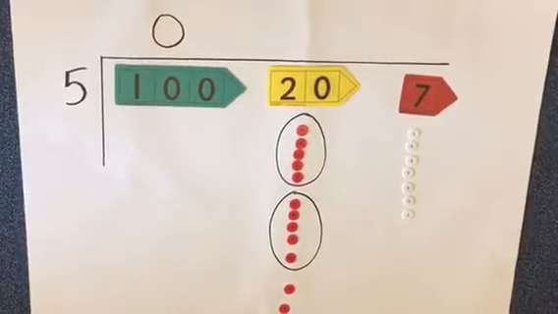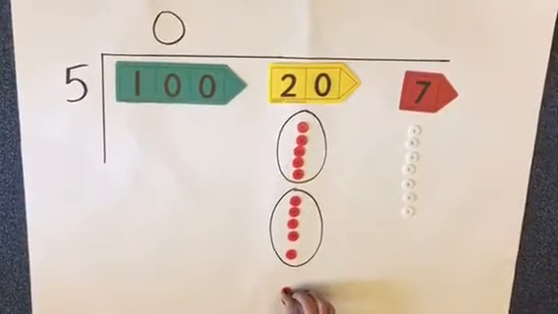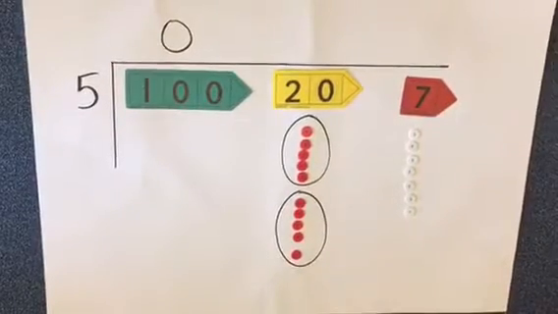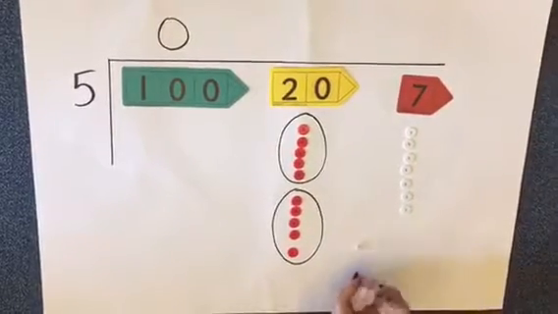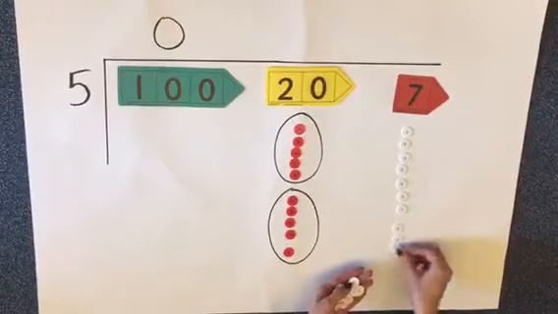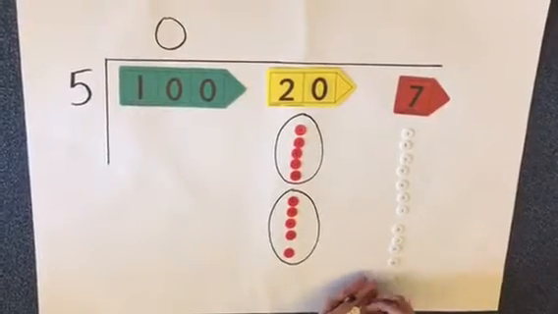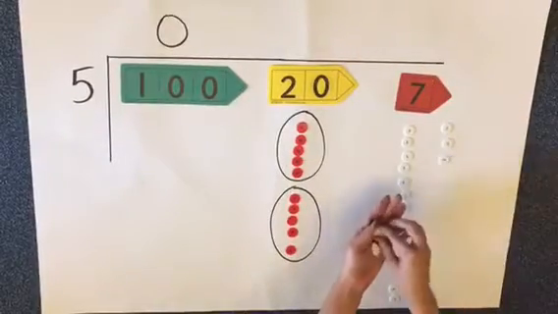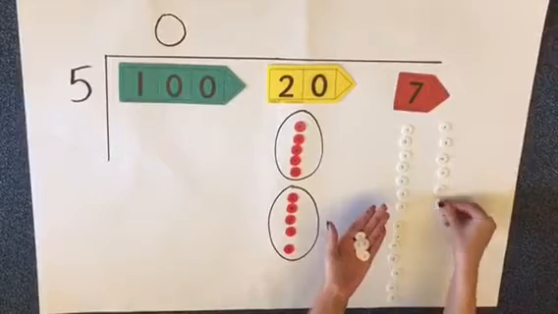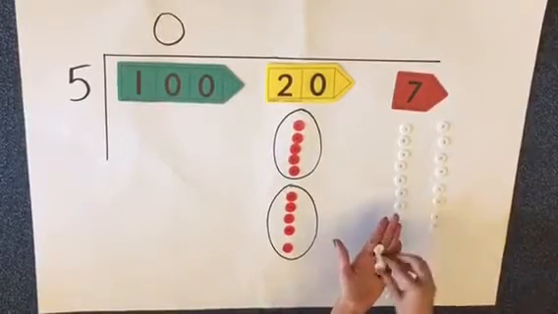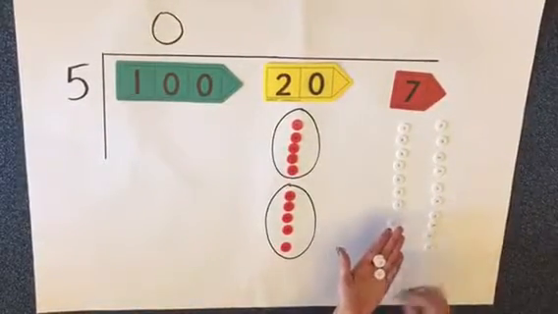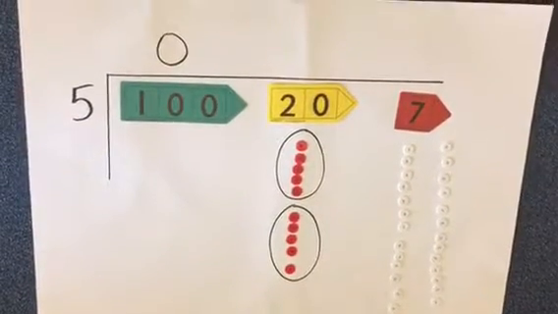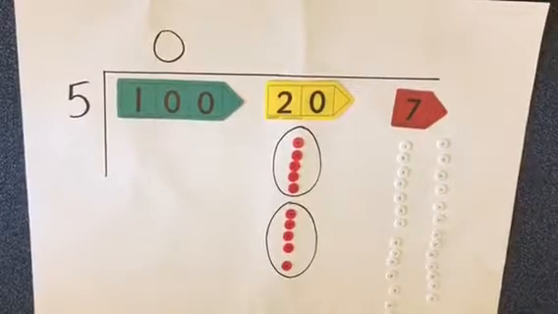As you can see, I've got 2 that I can't make a group of, so therefore I'm going to exchange them for 2 ones. So 20, this looks like a lot of counters, but it's 20. 1, 2, 3, 4, 5, 6, 7, 8, 9, 10, 11, 12, 13, 14, 15, 16, 17, 18, 19, 20. I now have 27 units or ones.